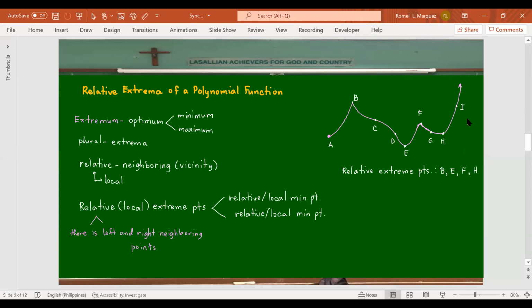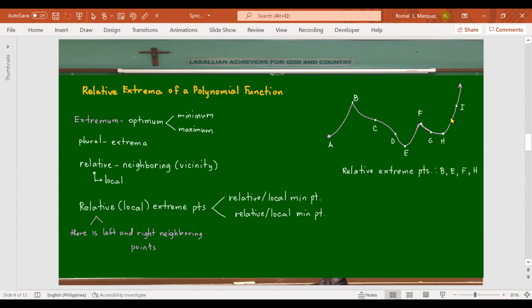I is not a relative extreme point. Because for a point to be a relative minimum or relative maximum, all the points to the left and right must be either greater than it or less than it. Here they are less than it, but on the other side they are greater. It's not a relative min or relative max.